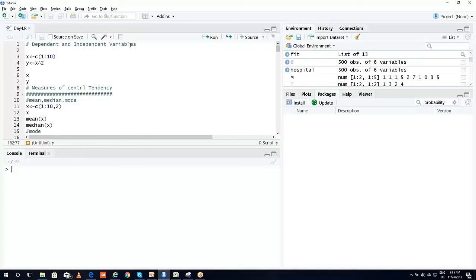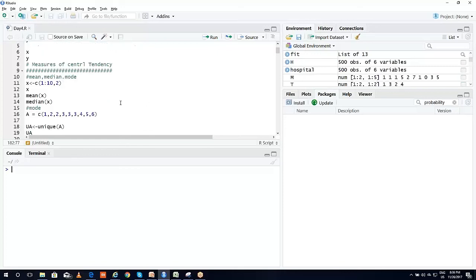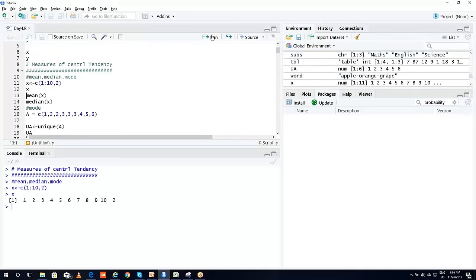All the theoretical learning that we did so far in trying to understand dependent and independent variables, we will eventually be capturing in terms of equations or statistical formulas like this. So we need to extrapolate our theoretical understanding to what we need to capture and how we need to capture it here. Okay, measures of central tendency. I'm assigning a vector x, 1 to 10.